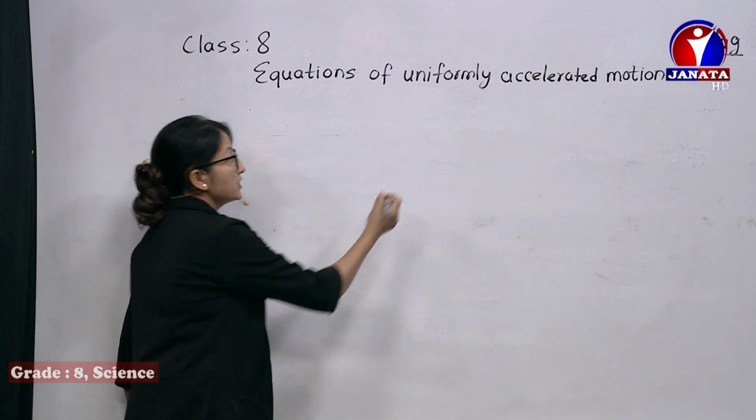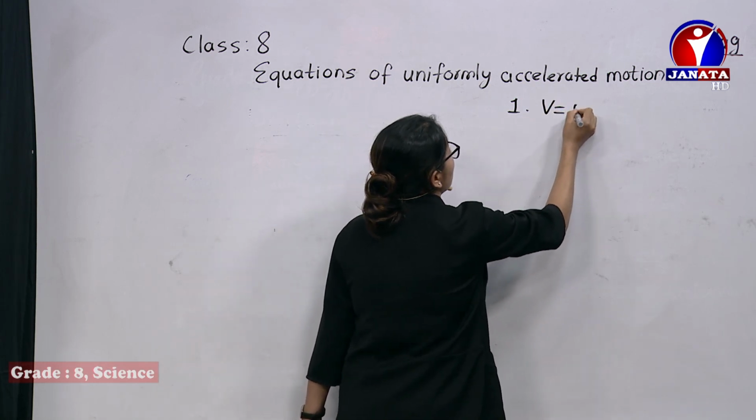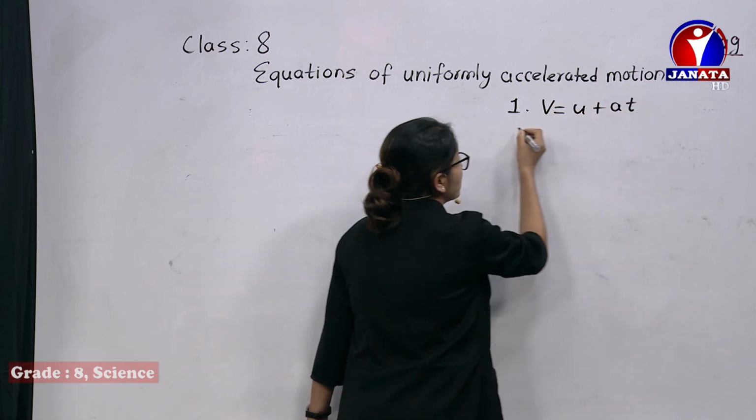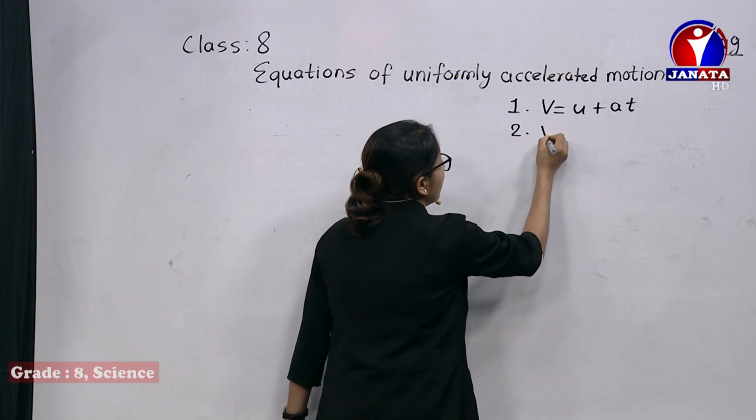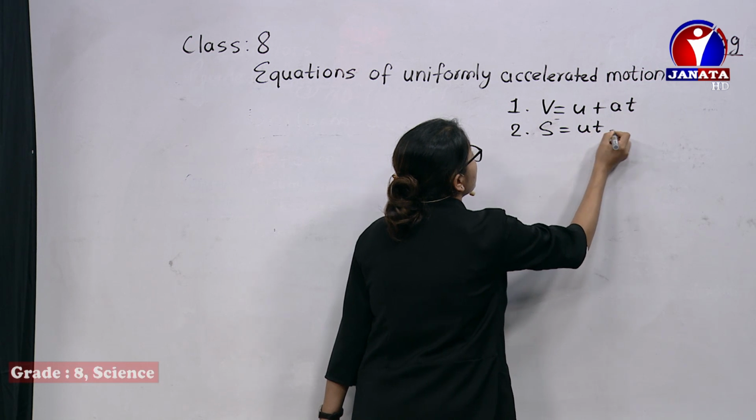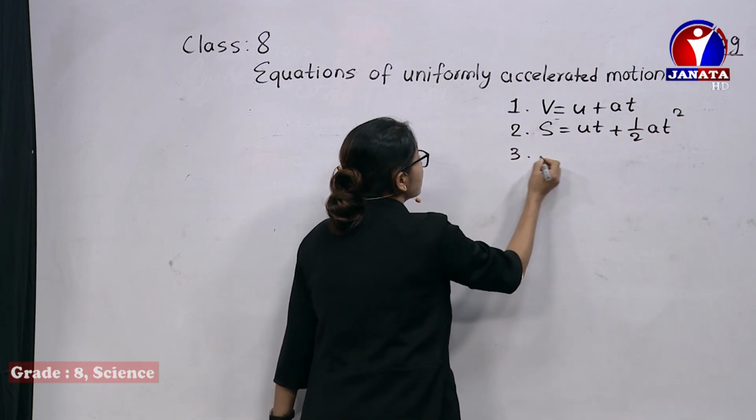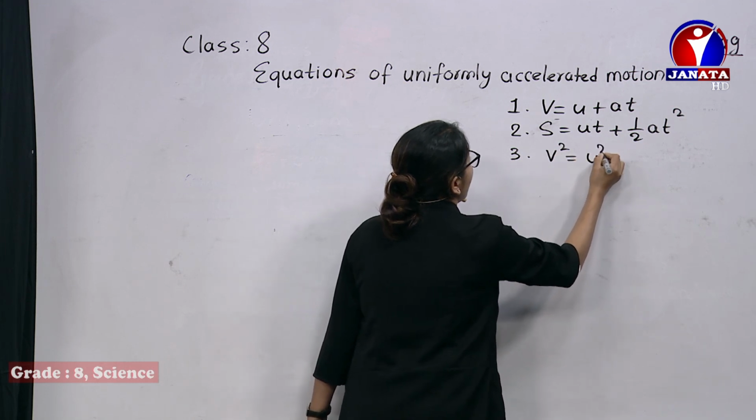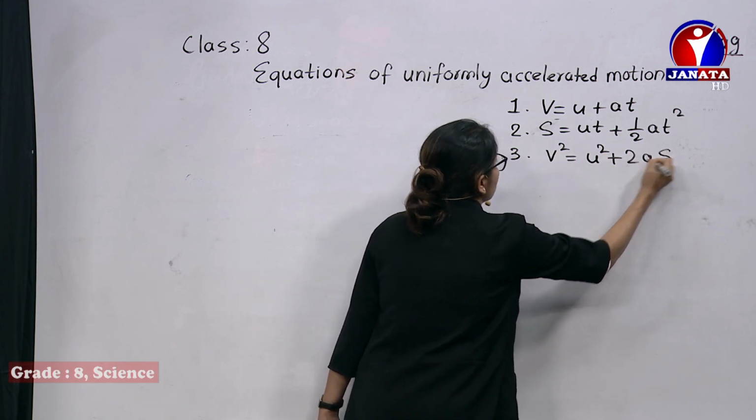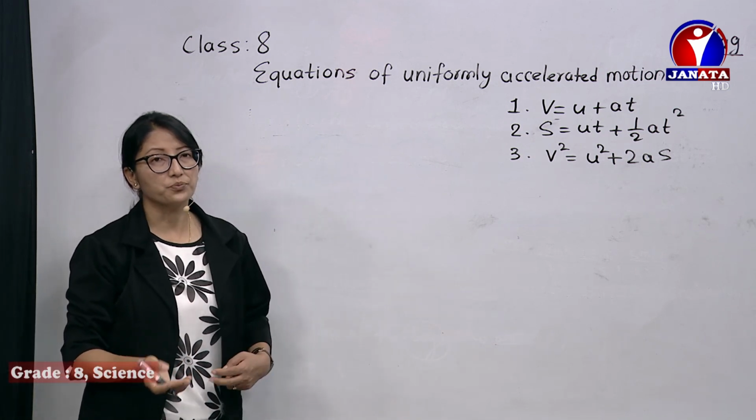So to derive this, let me just list it out. The first is V is equal to U plus AT. The three special equations that we are going to derive are: another is S is equal to UT plus half AT square, and the third one is V square is equal to U square plus 2AS. So these three equations of motion we are going to derive.